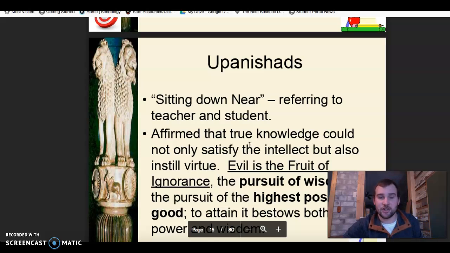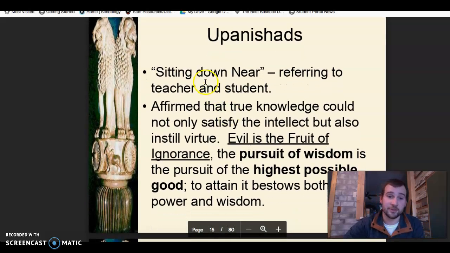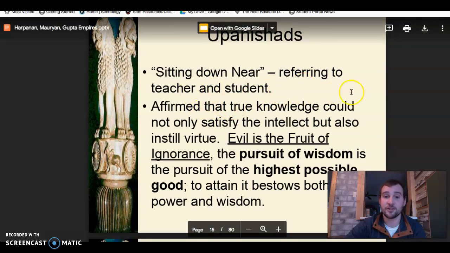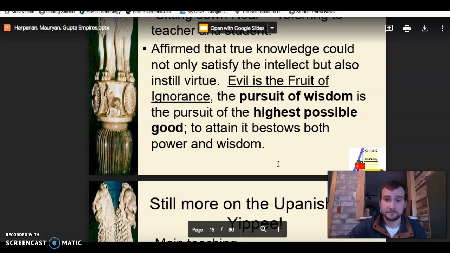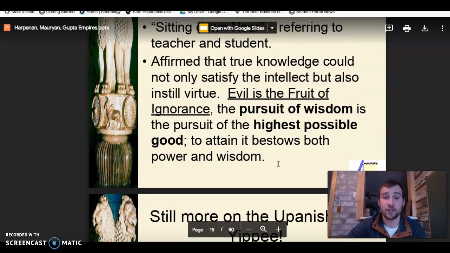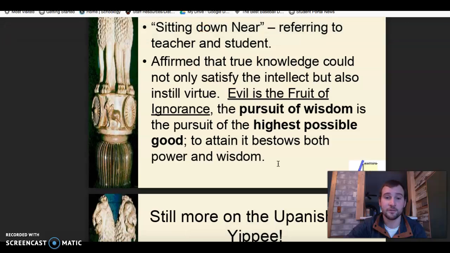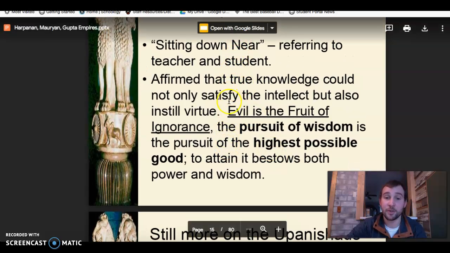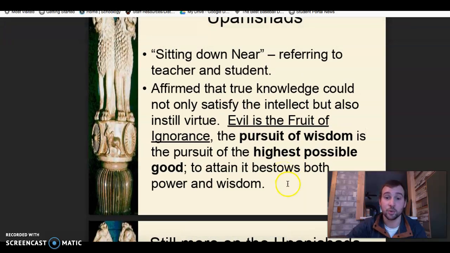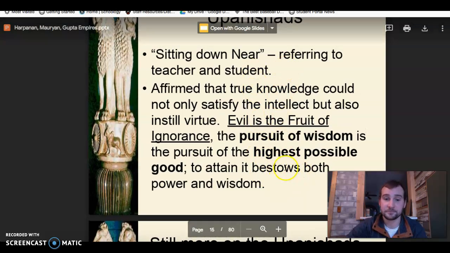The Upanishads are teachings that are used. Sitting down near, referring to a teacher and student, make sure you're sitting down near. These are just helpful advice and suggestions. They affirm that true knowledge could not only satisfy the intellect, but also instill virtue. Evil is the fruit of ignorance. The pursuit of wisdom is the pursuit of the highest possible good. To attain it bestows both power and wisdom. I chose these two examples because we're in school, and these two pertain to education.